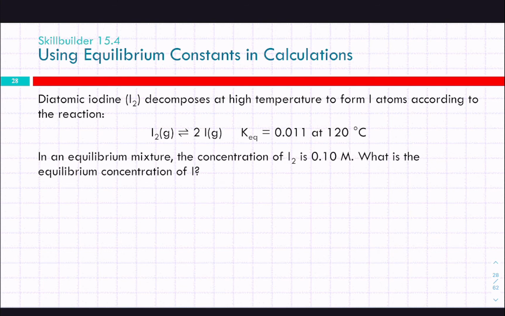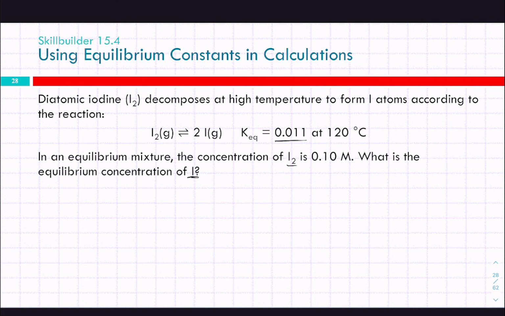So say for this expression here, again, you want to check that it's balanced. You're going to check that there are no liquids or solids. But we just have iodine and monoatomic iodine, and we have a KEQ. We're given the concentration of iodine, and we're asked for the concentration of I. So what would the next step be? Fundamentally, it's the same problem that we just did.